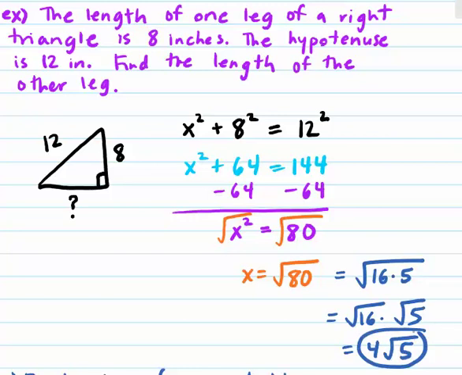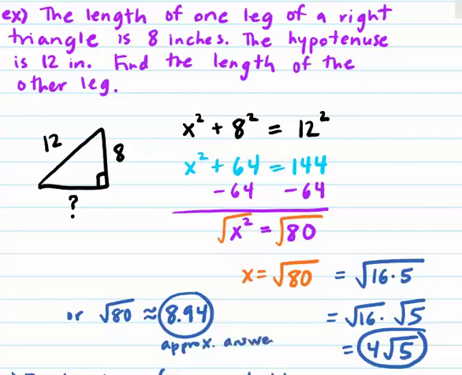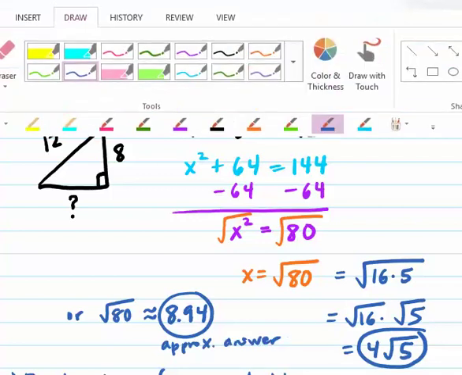Sometimes the homework question might ask you to give the approximate answer to 2 decimal places. So in that case, you would say the square root of 80, I put that into a calculator and I round it to 2 decimals and I get 8.94. That's an approximate answer, and the other answer is exact. It just depends on what you're asked for.